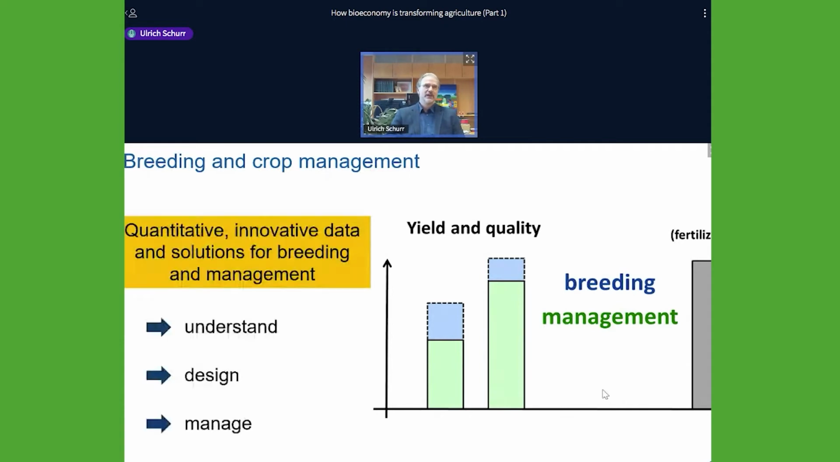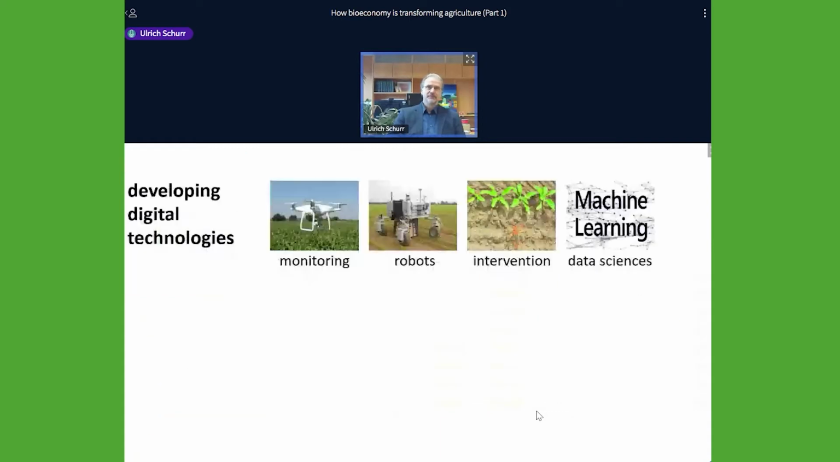In order to achieve this, we have to have quantitative information about the plants, about a crop management system, about the whole food chain and the whole chain in context. And therefore, we need to understand, design, and manage based on quantitative data. And that's the opportunity which we have through digital innovation.